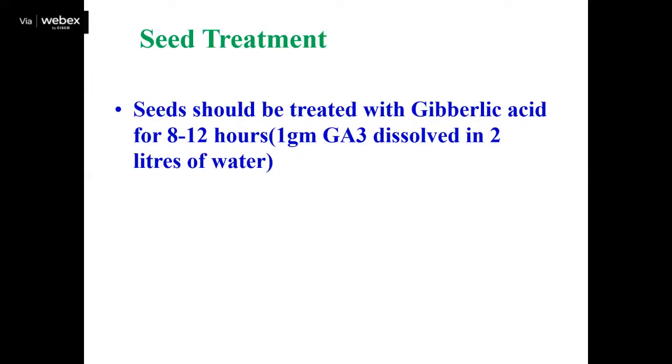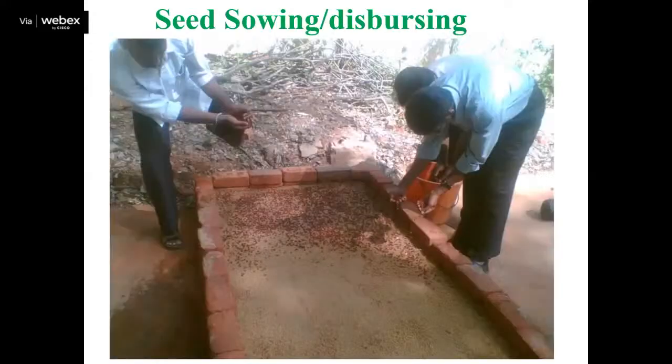The chemical used here for breaking the dormancy is gibberellic acid, 500 ppm, technically speaking. In other words, take 1 gram of gibberellic acid and dissolve it in 2 liters of water. That constitutes 500 ppm of gibberellic acid, and the seeds have to be soaked for 8 to 12 hours. Generally, if you soak the seeds in the evening in the gibberellic acid solution, somewhere around 5 or 6 o'clock, the next day morning you can start sowing your seeds.